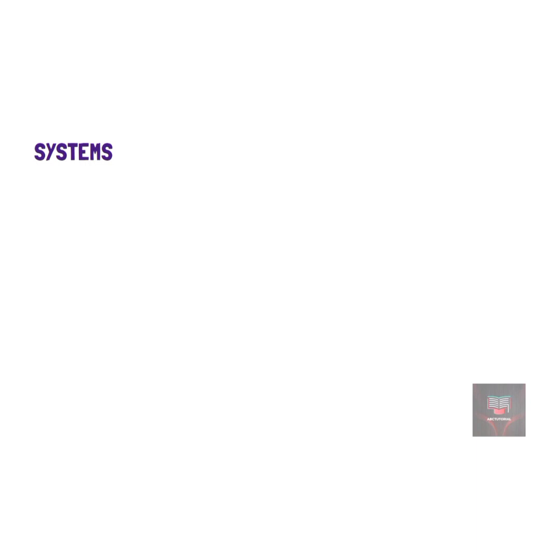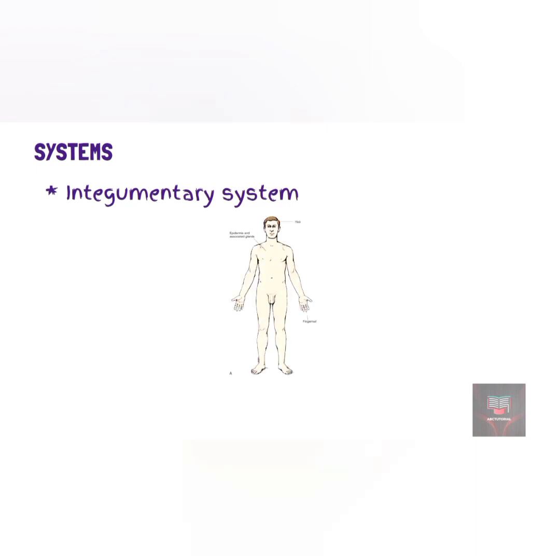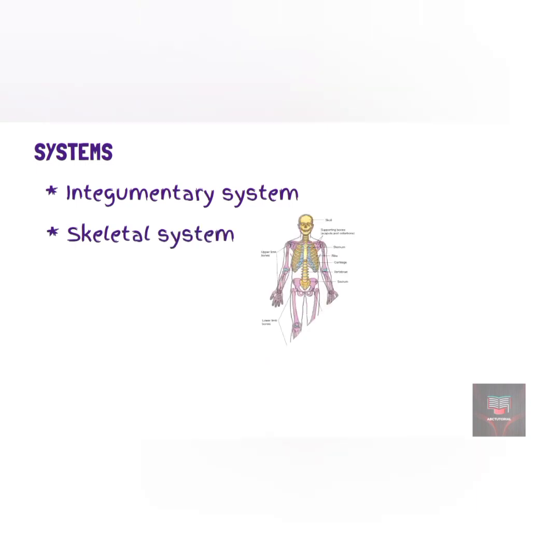There are 11 systems in the human body, and these include the integumentary system, which is made up of the skin and its associated structures. It protects the body, helps to regulate body temperature, helps in making vitamin D, and helps to store fat and provide insulation. The skeletal system is made up of bones and cartilage.